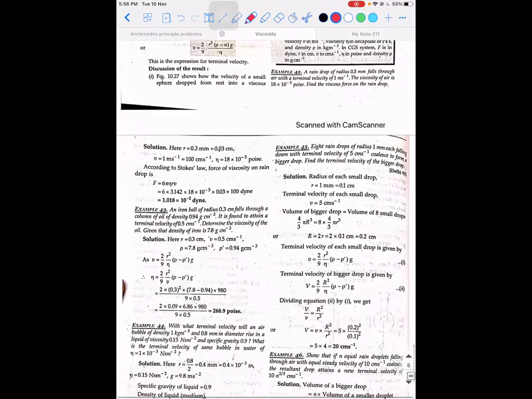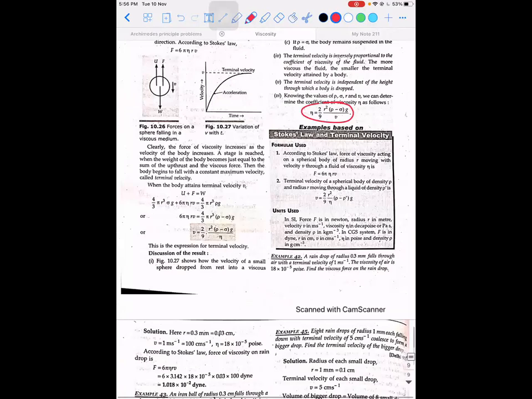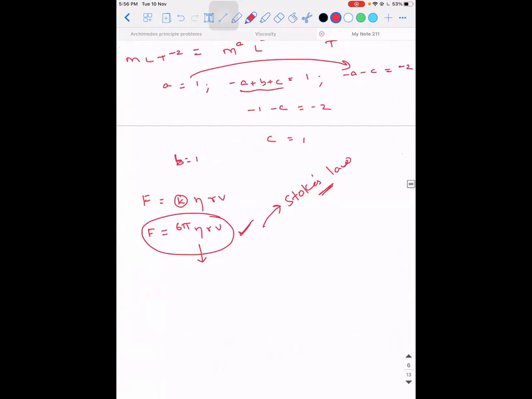I hope it is clear, right? So today we discussed the coefficient of viscosity. We discussed Poiseuille's formula and Stokes' law. Revise all those concepts. In tomorrow's class we will see terminal velocity. Okay, just wait for a minute. Don't leave.